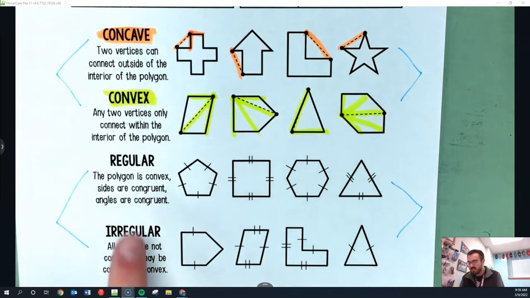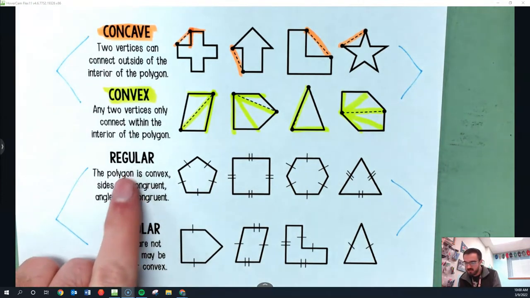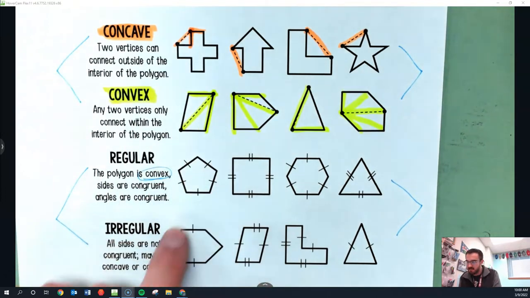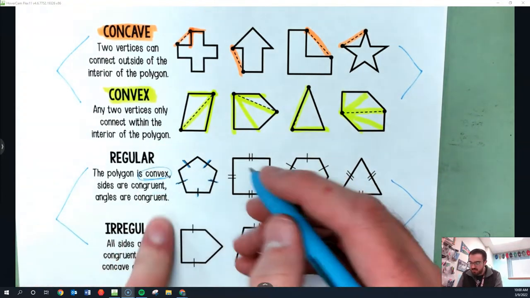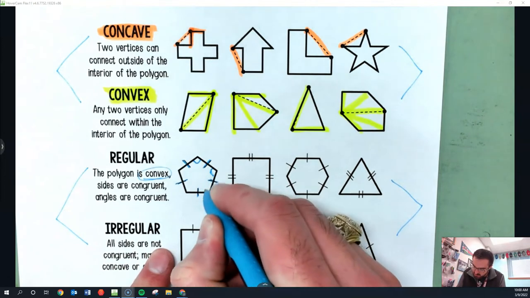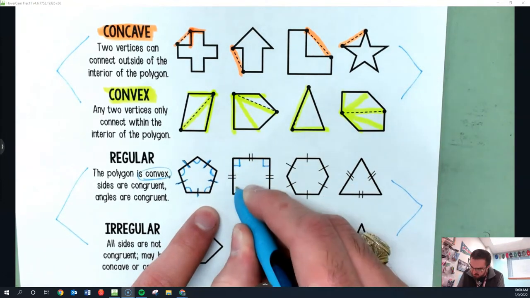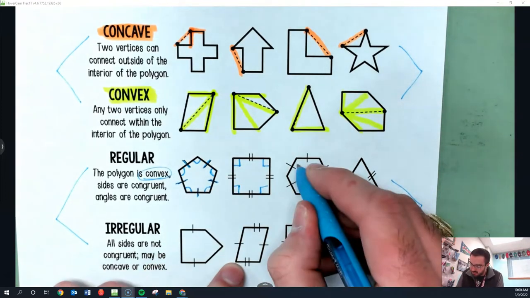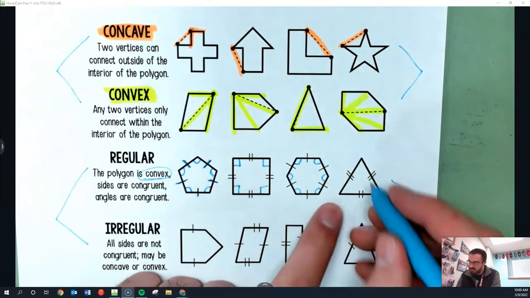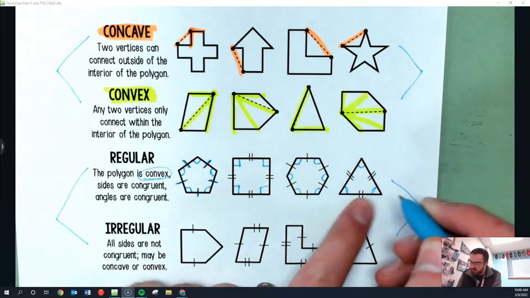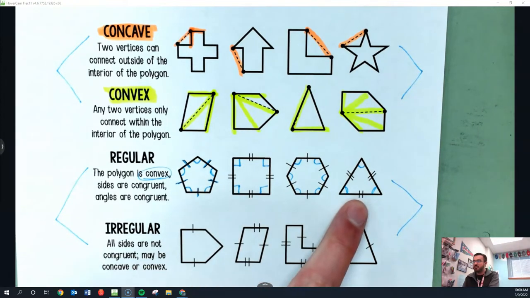Not too bad. These are regular and irregular. This is another difference that you're going to have to figure out in your homework. Here, the polygon is convex, so it's kind of like these. And the big thing is all the sides are congruent. See how all these sides would be the same? And all the angles are congruent. So all these angles would also be the same measure. That one kind of looks like a square. This is a regular hexagon because there's six sides. This is a regular triangle, or otherwise known as an equilateral triangle. So a regular pentagon, a square, a regular hexagon, and a regular triangle, or an equilateral triangle.